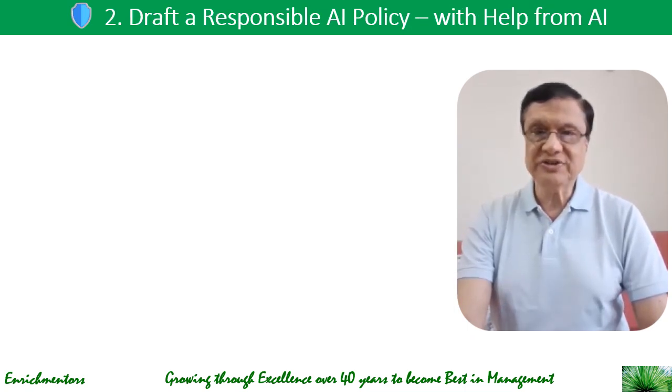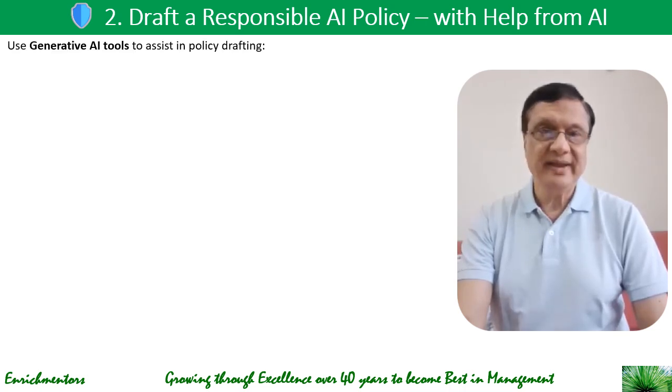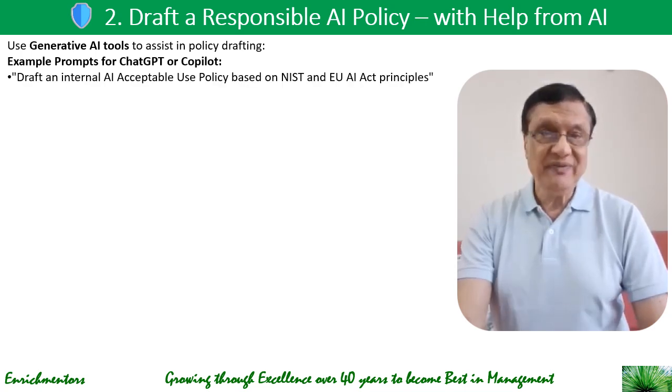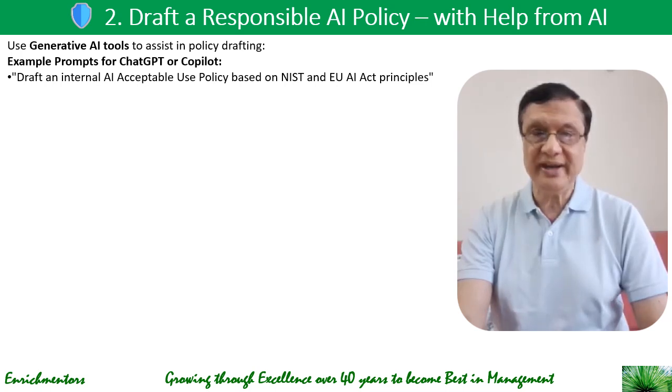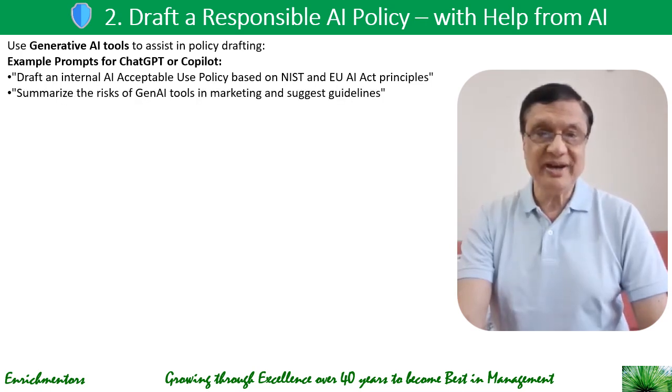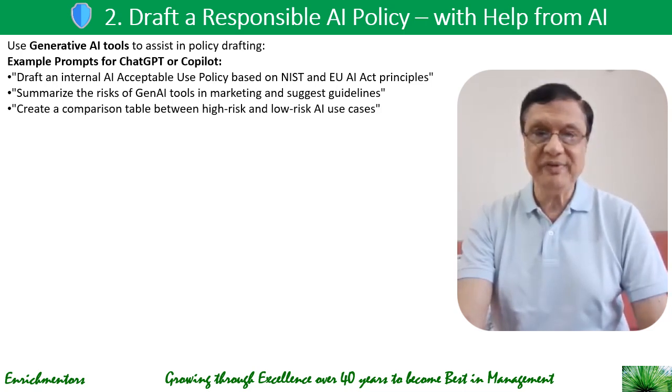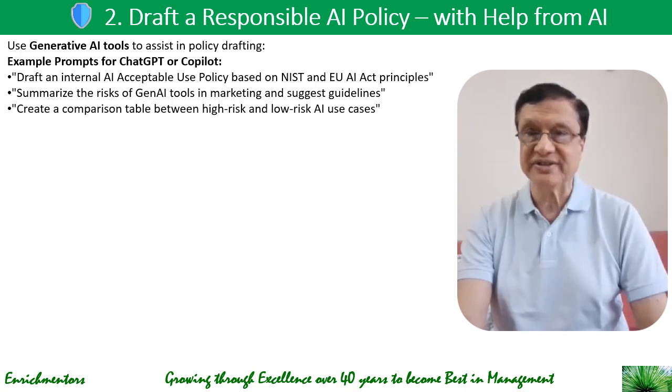Then you draft a responsible AI policy with the help from AI. And for that, what you can do is to use generative AI tools to assist in policy drafting. An example prompt for ChatGPT or Copilot could be: draft an internal AI acceptable use policy based on NIST or EU AI Act principles. Or you could say: summarize the risk of Gen AI tools in marketing and suggest guidelines. Or: create a comparison table between high risk and low risk AI use cases.